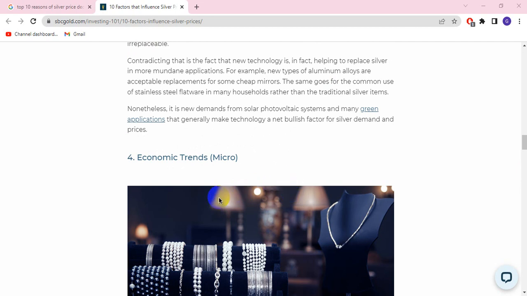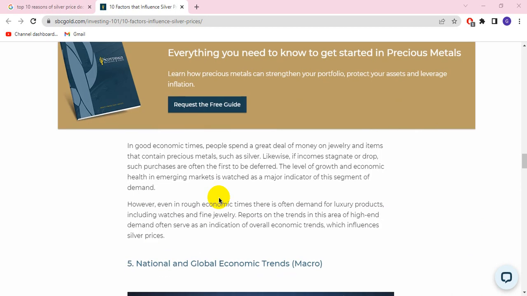The fourth reason is economic trends. We are discussing it right now.